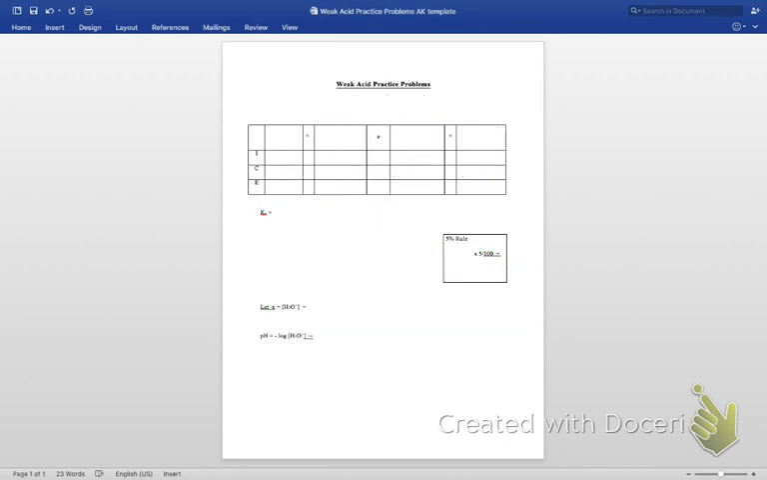Question four asks us for the pH of 0.25 molar HOCl and tells us that Ka is equal to 3.5 times 10 to the negative 8. So, HOCl (aq) plus H2O (liquid) makes H3O+ (aq) plus OCl- (aq).